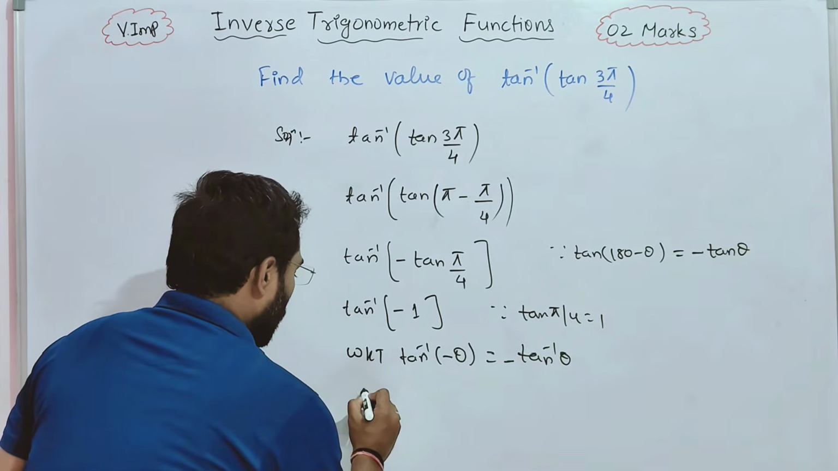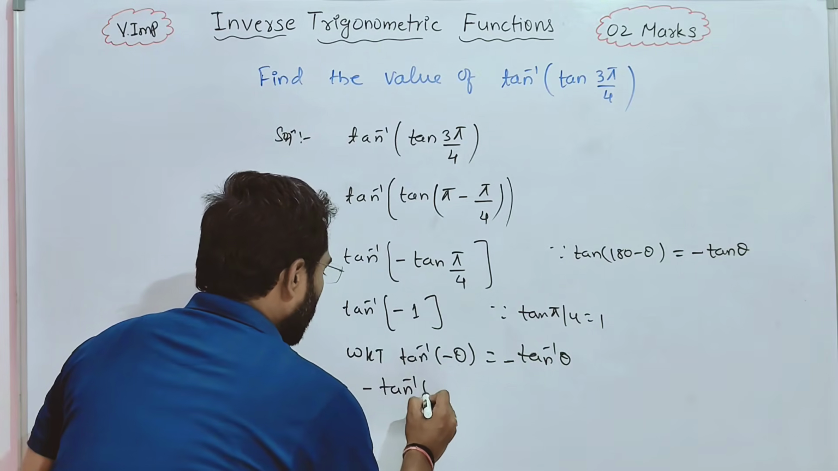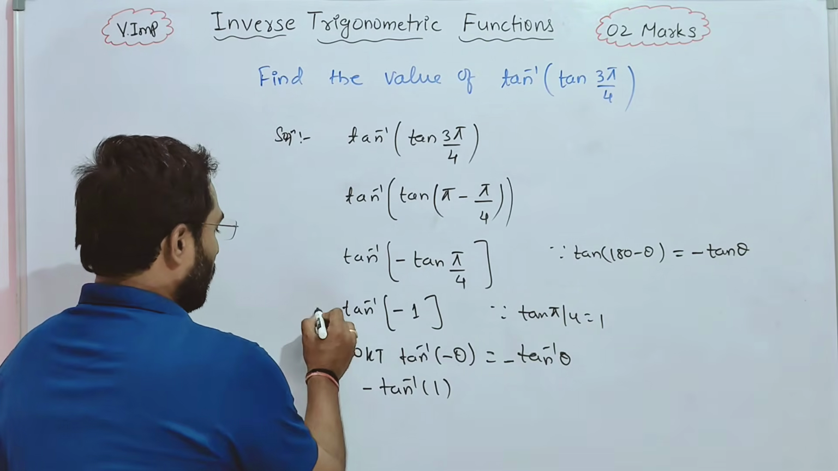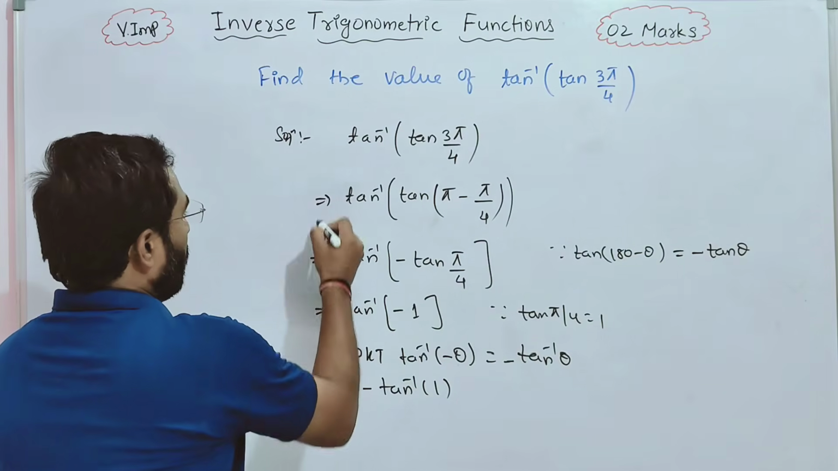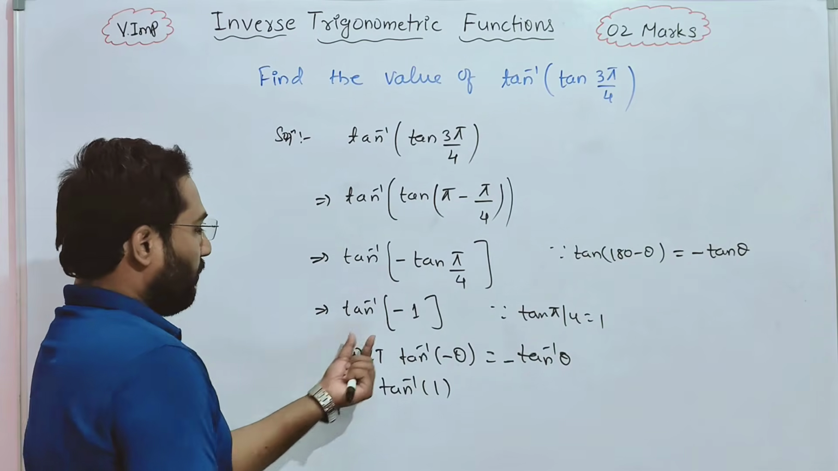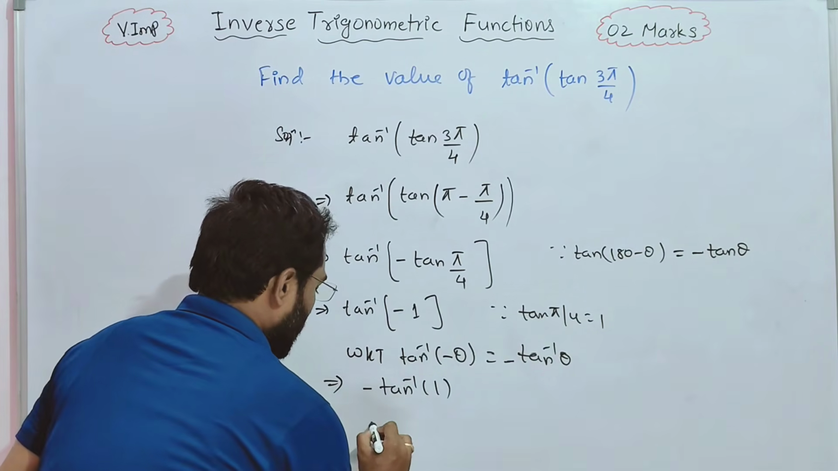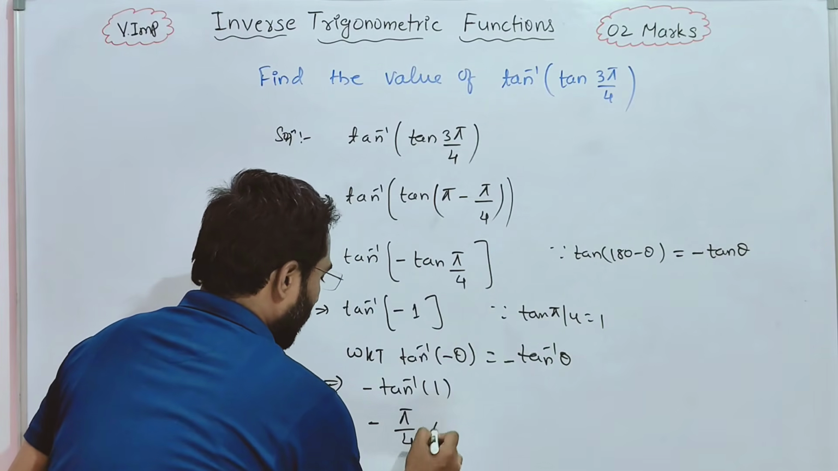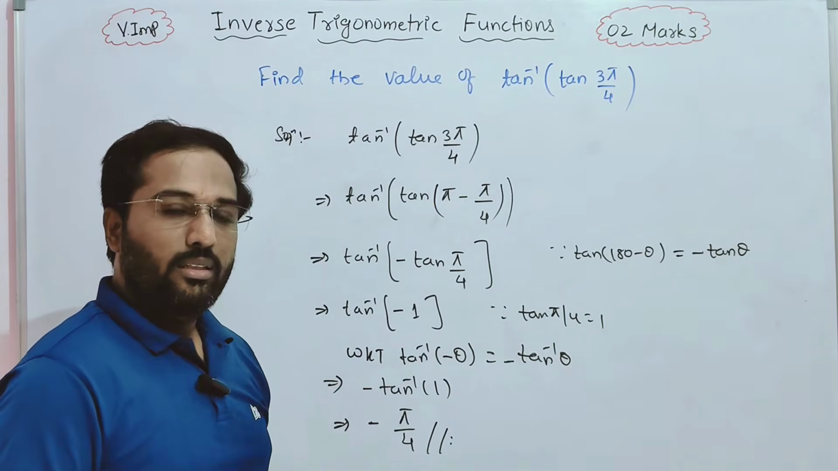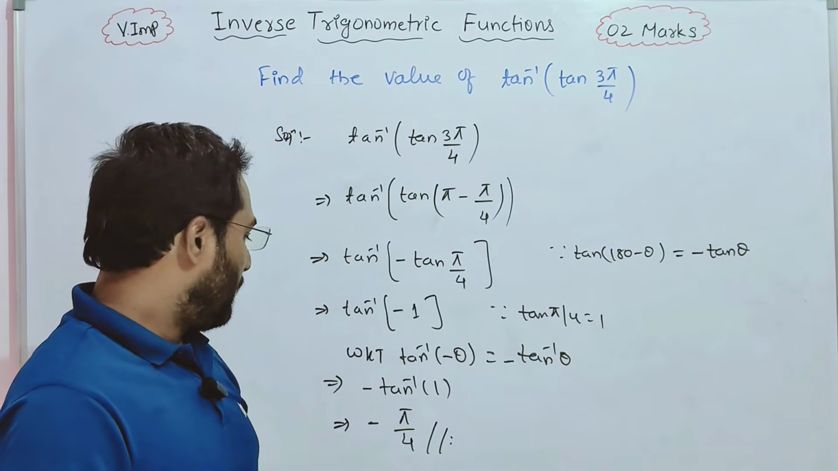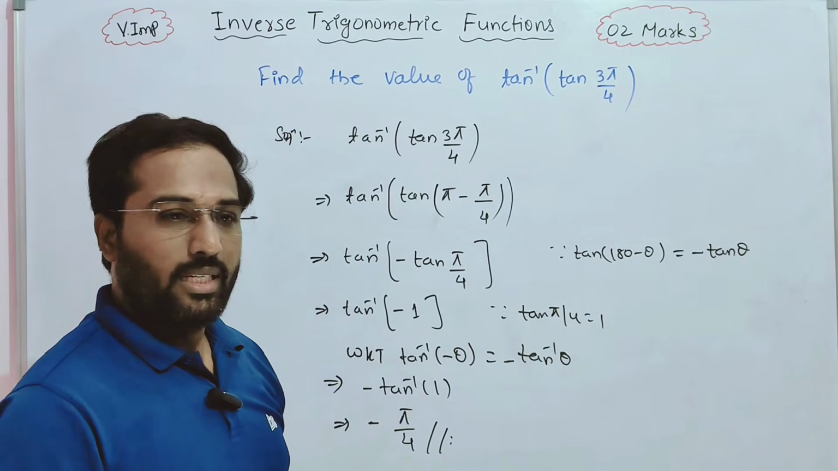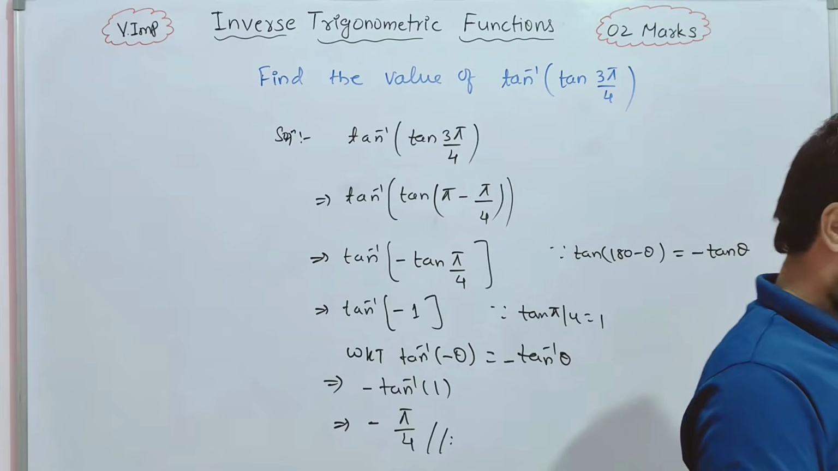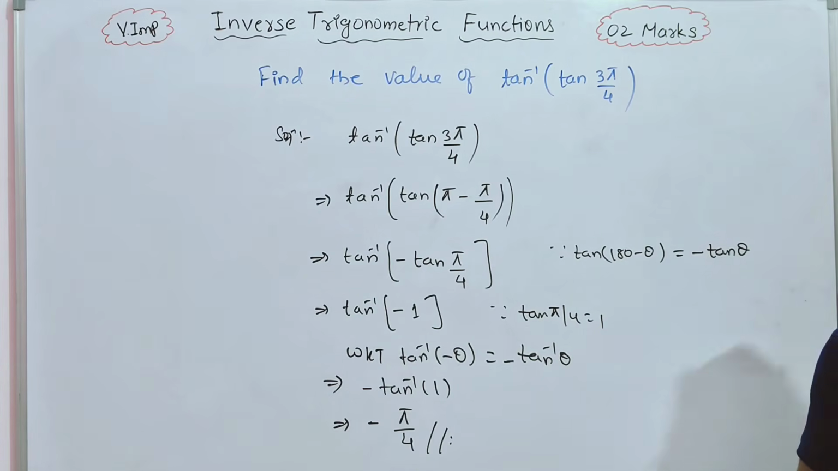So what does this become now? Minus tan inverse of 1. Minus tan inverse of 1. So minus as it is, tan inverse of 1 is pi by 4. This is your answer. The answer is minus pi by 4. Isn't it? Just observe the steps and try to simplify.